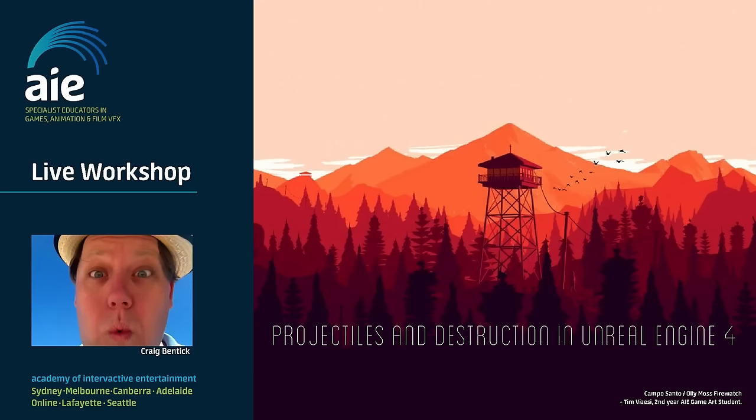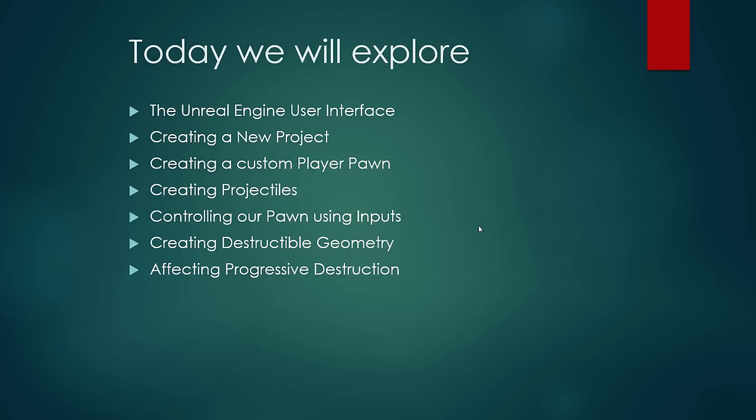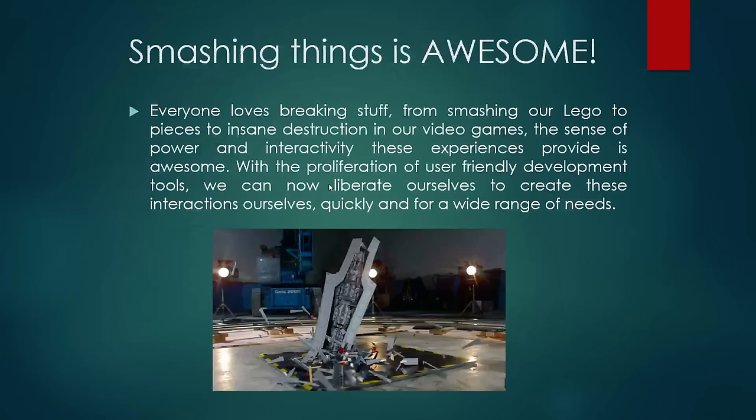So what are we looking at today? We're looking at indulging our most childish instincts, the most awesomest childish instincts that we have. We're going to create projectiles, a big gun, and some destruction. We're going to ruin the objects that we have in our game. So everybody loves breaking stuff. We're going to look at the user interface in Unreal. We'll create a new project. We'll create a custom player so that you'll be set up to go and create your own interactions for your players in your games. We'll cover creating projectiles, controlling our character using different types of inputs. That's going to be an important notion for you to understand moving forward. We're going to create some destructible geometry, and we're going to have some progressive destruction, which is going to be super exciting.